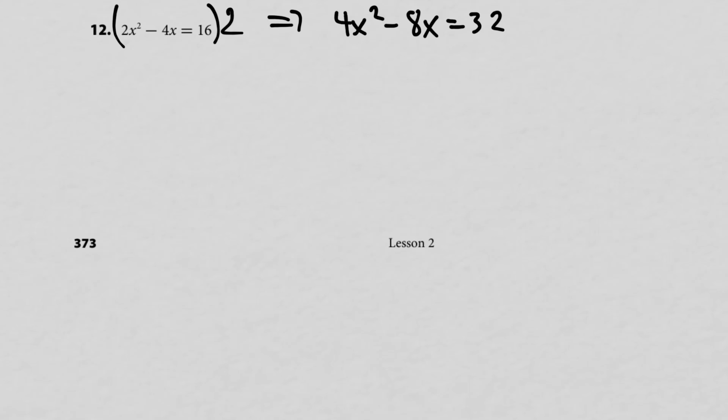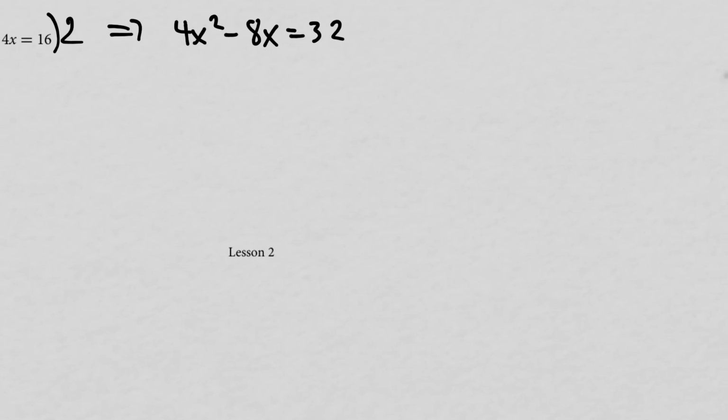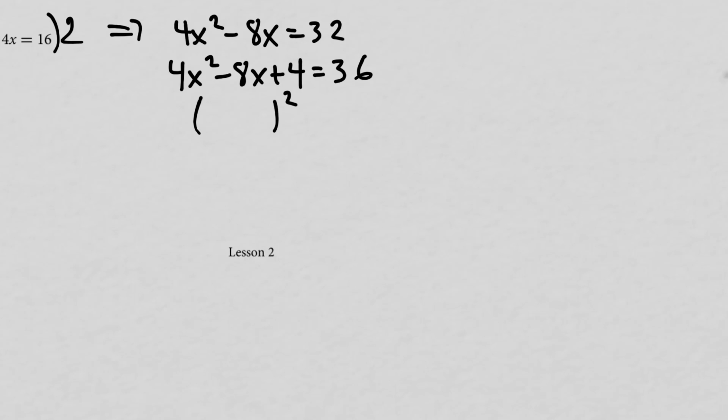Half it, square it, divided by a, add it. Half of 8 is 4, squared is 16. Divided by a, which is 4, 16 divided by 4 is 4. Your magic number is 4. So we're going to add 4 to both sides. Plus 4 equals 36. Factor the left side. It's a perfect square trinomial. The first one is 2x. The square root of the last term is 2. Keep the sign of the middle term, so minus, equals 36.